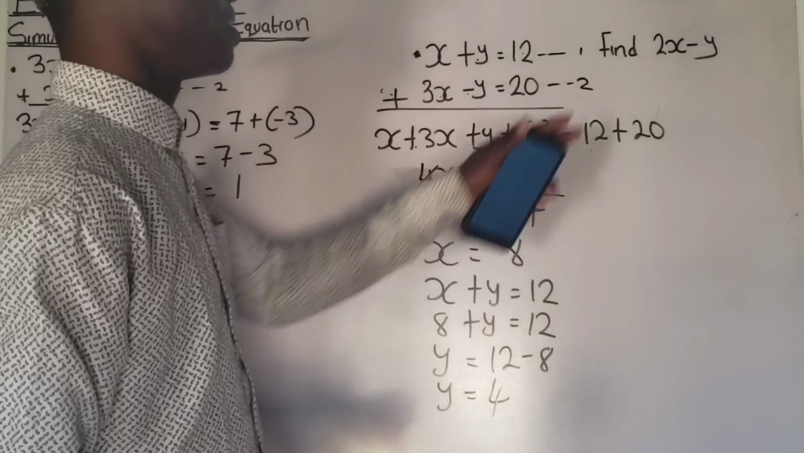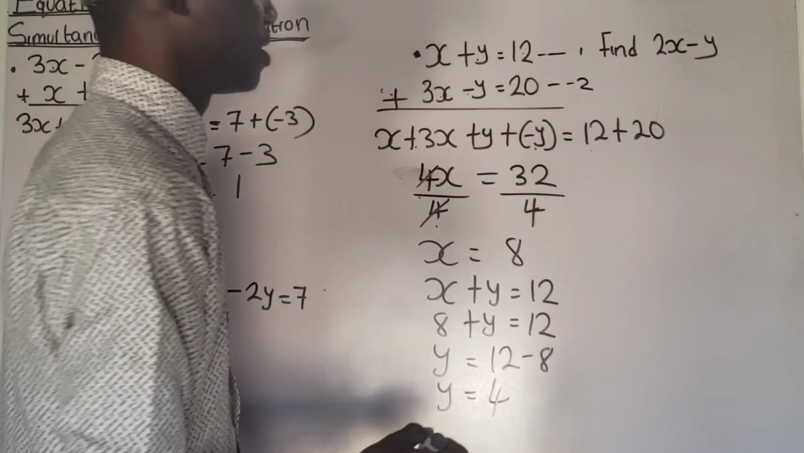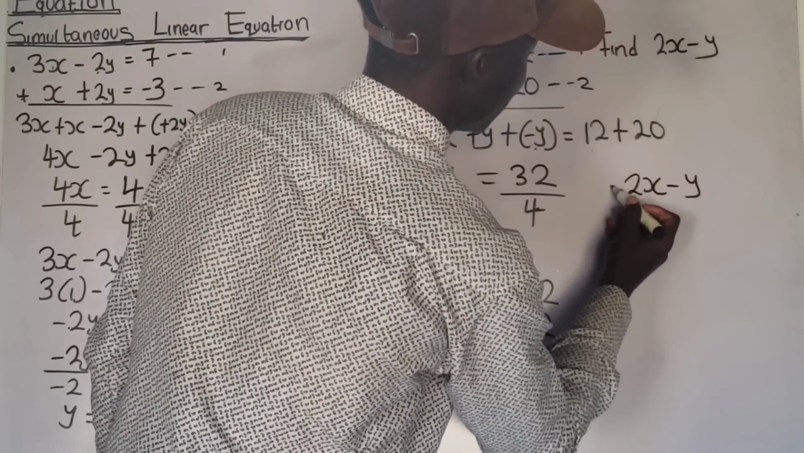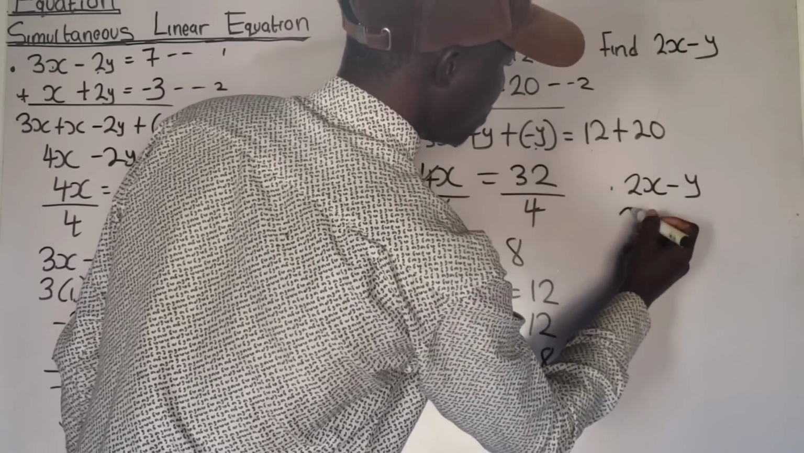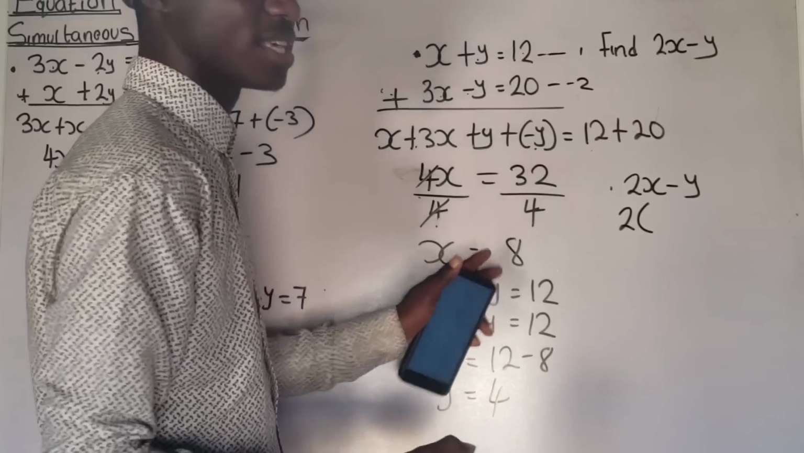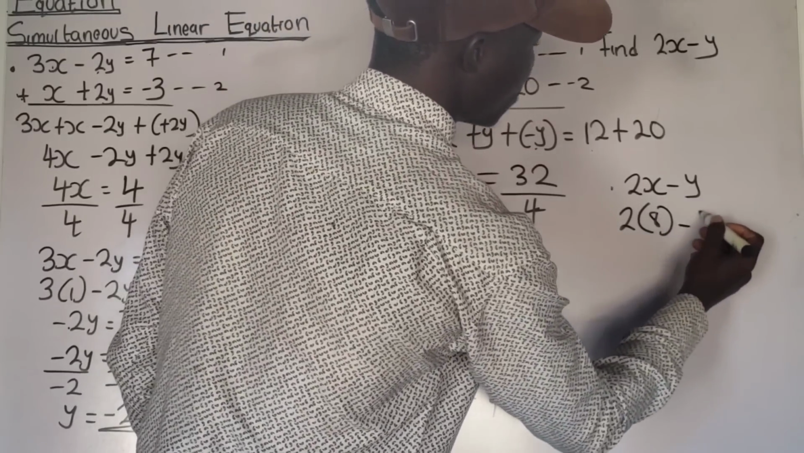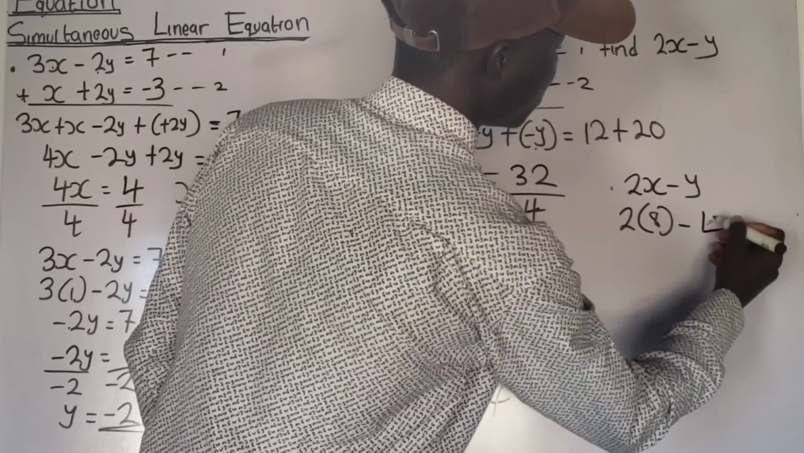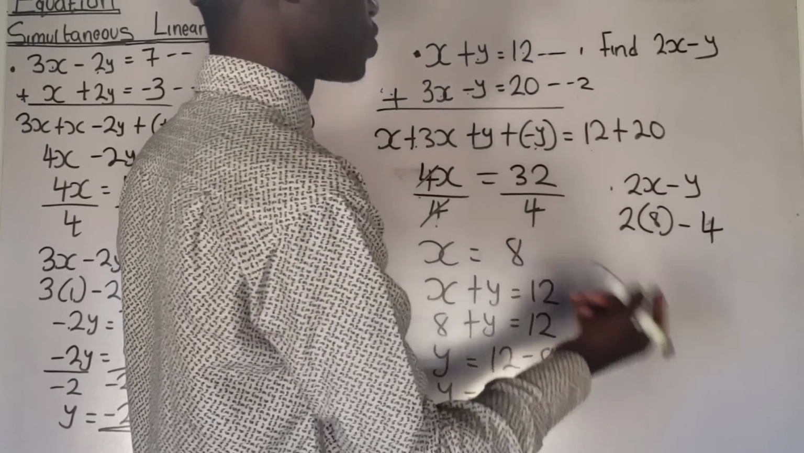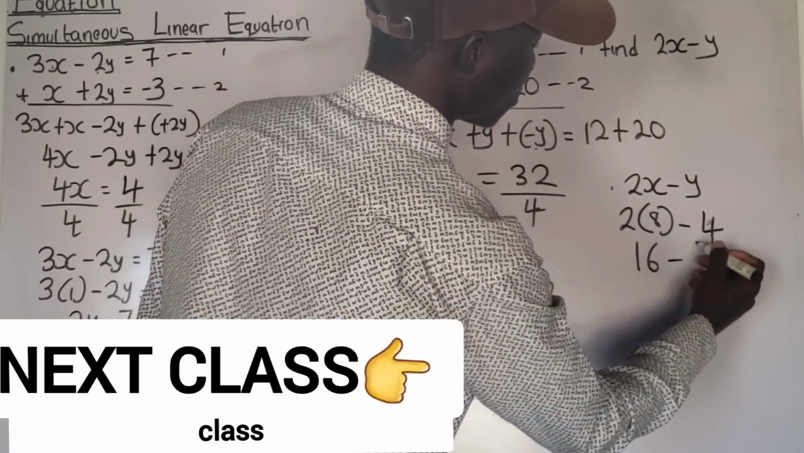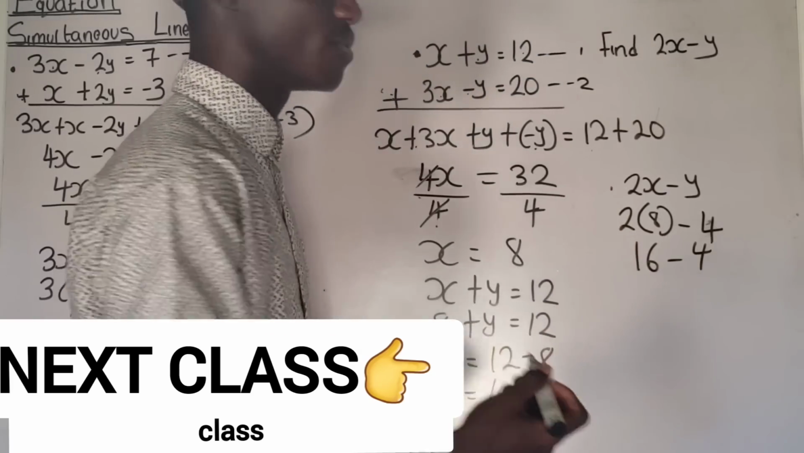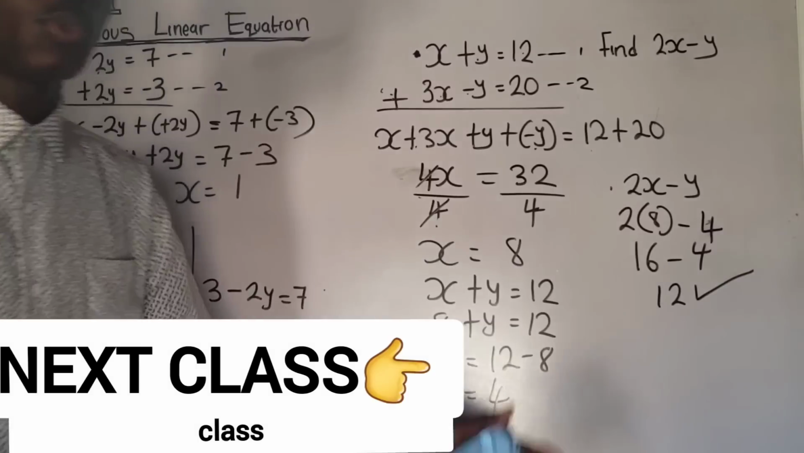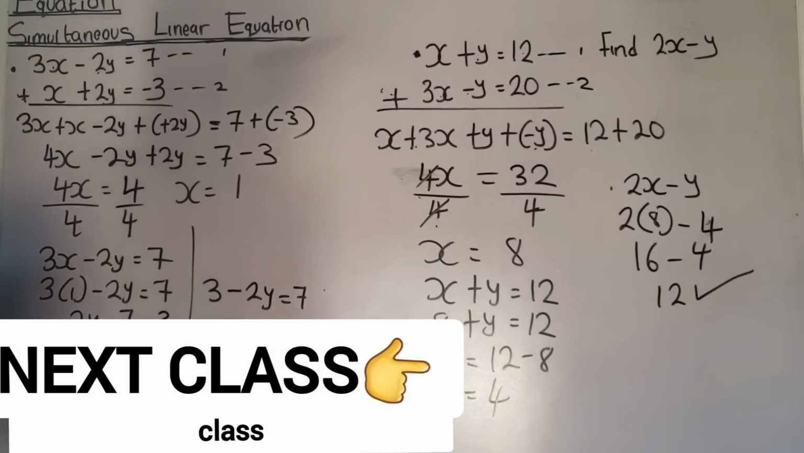Now we are asked to determine the value of 2x minus y. Let's write it here. 2x minus y. Now 2x minus y will be 2 into bracket x. x is what? 8. So I'm going to have 8 minus y. Oh, sorry. The value of y now is 4. So I'm going to have this minus 4. 8 times 2 is 16. So I'm going to have 16 minus 4. 16 minus 4 will give us 12. So the value of 2x minus y is 12. Do you understand?